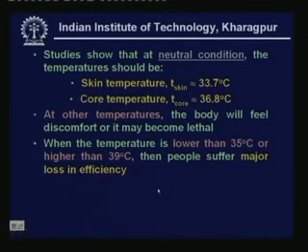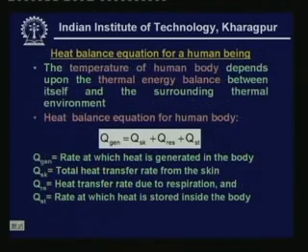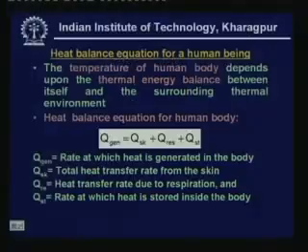So as I have already explained, when the temperature is lower than 35 degrees centigrade or higher than 39 degrees centigrade, then people suffer major loss in efficiency. It becomes lethal when the temperature falls below 31 degrees centigrade or rises above 43 degrees centigrade. Now let us look at the heat balance equation. Let us see what decides the temperature of a human body, how the temperature of a human body varies. So for that we have to understand a heat balance equation for a human being.